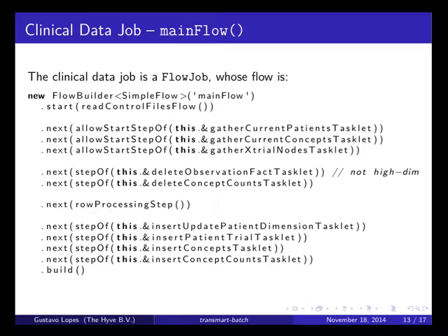We delete some data that we're going to be replacing, so concept counts and observation facts. This currently deletes too much data, so if you want to upload a portion of a study and then another portion, you cannot do this right now. Then we have the main step that inserts the clinical facts, and then we have the insertion of the metadata, so concept counts, concepts, patients, patient trial, and patient dimension.